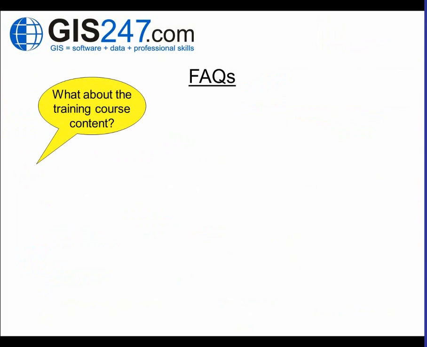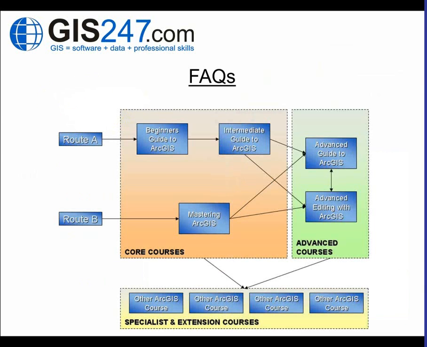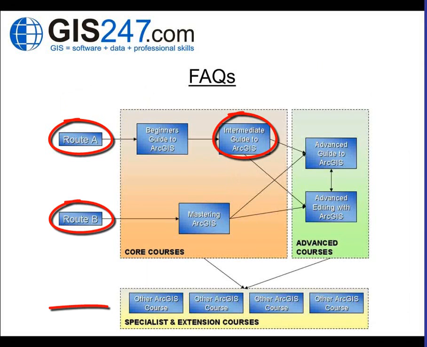What about the training course content? Our training courses are designed around a comprehensive training programme, taking users from the beginner level through to advanced. There are also courses that specialise in extensions and specific functions and abilities of the software. There is something for everyone. New users can start at the beginner level and work their way through, or more advanced users can jump in at the intermediate, mastering or specialist level, whichever suits them.